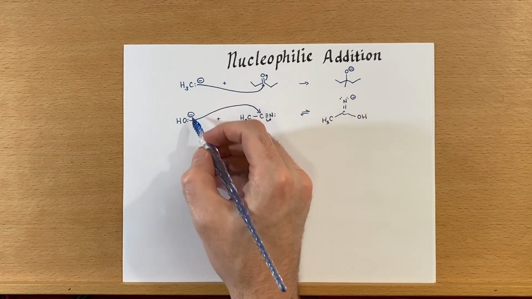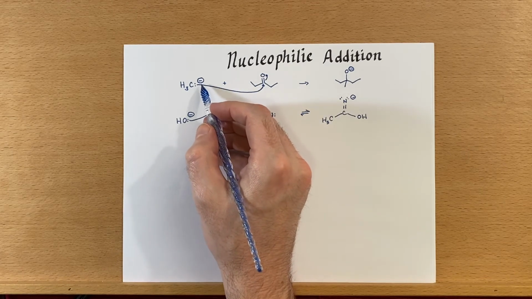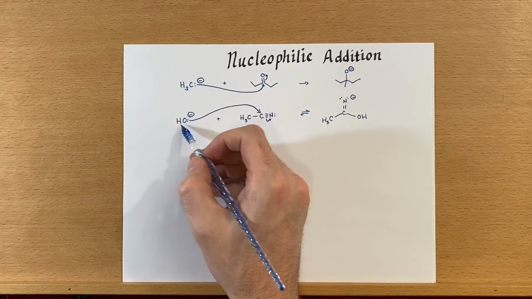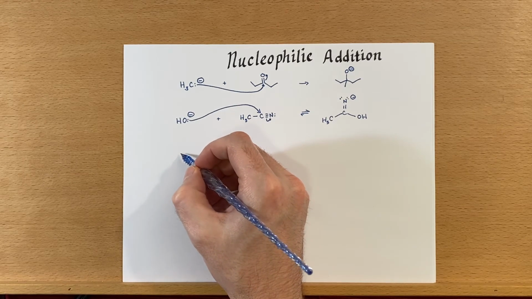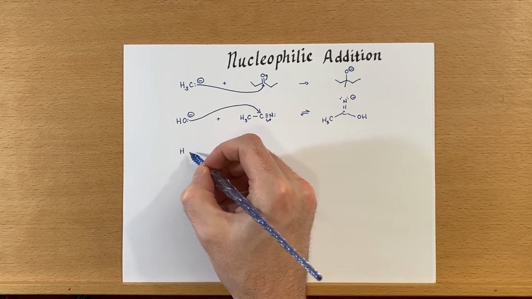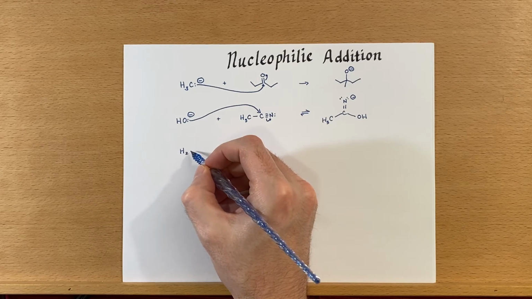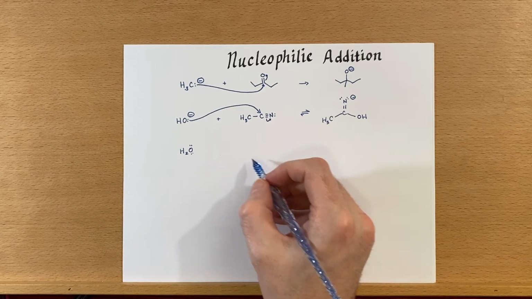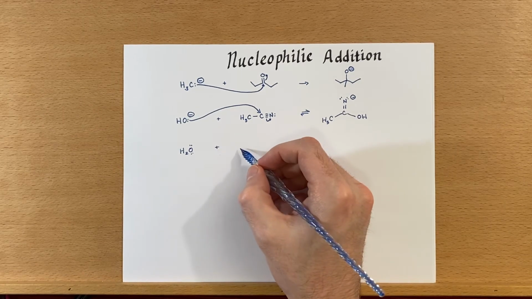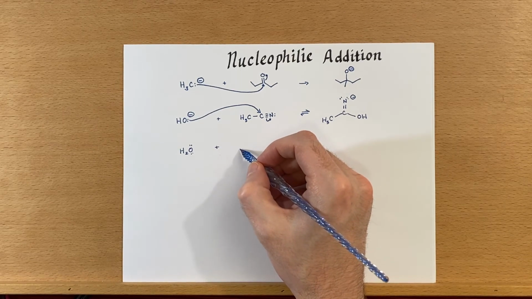Now, so far I've had negative charges. Now, this was a very reactive species. This one's fairly reactive. Let's look at something where it doesn't have a negative charge located on it. We'll just pick water. Now, water can react with an acid chloride.